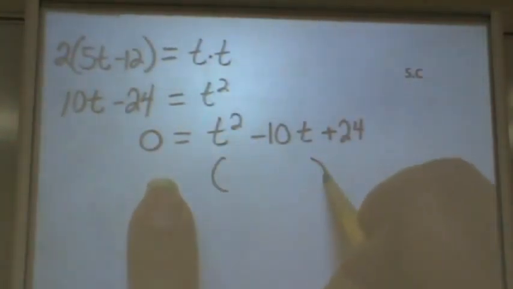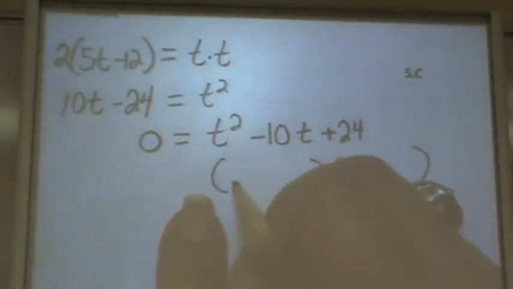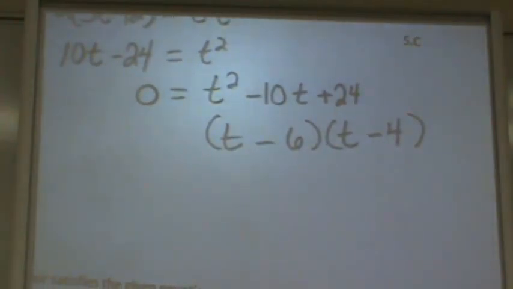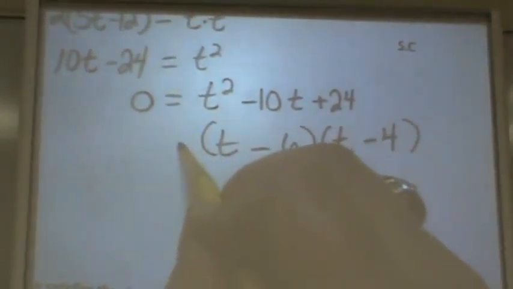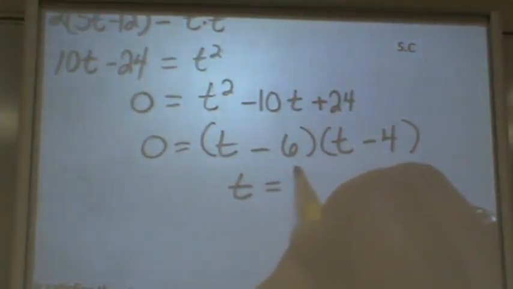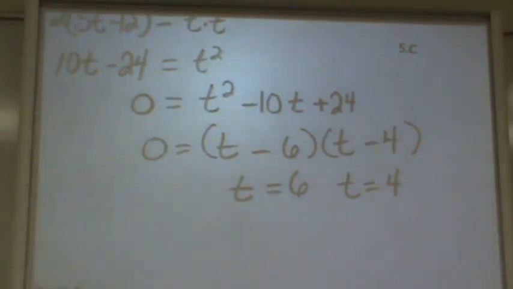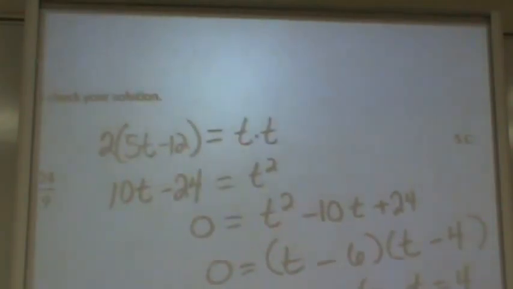Now, all I wanna do is figure out what times what is 24, but adds to be negative 10. And it looks like negative 6 and negative 4 work. So I'm gonna set each of these factors equal to 0. So t is gonna be 6 or 4. And I do not see the answer. So, let's see what we did wrong.